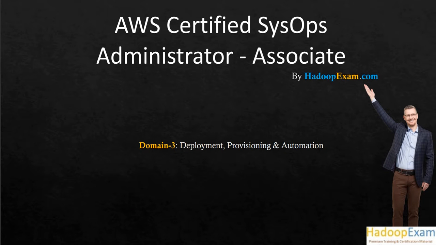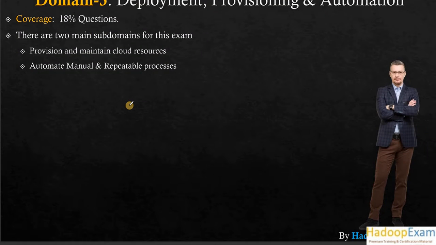In this session, we are going to cover AWS Certified SysOps Administrator Domain 3: Deployment, Provisioning and Automation. As the name suggests, this is divided into two parts. The first part is deployment and provisioning, and then how you automate this deployment and provisioning. So those are the main two things here. Let's go into detail.